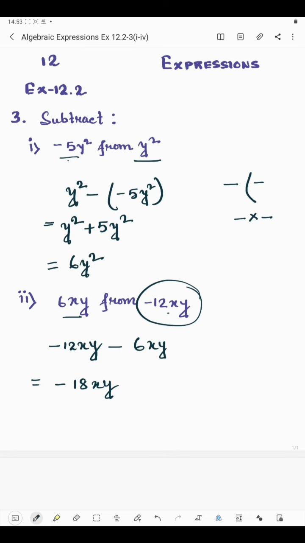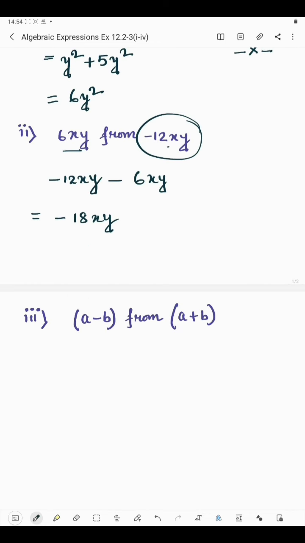Okay, now coming to the third part. In the third part we have a minus b from a plus b. So from a plus b we will have to subtract a minus b. Now at first we will remove the bracket. If you remove the bracket from here, we'll get a plus b. Why? Because in front of a no sign is given, which means it is considered to be a plus sign, right? So it will remain the same.